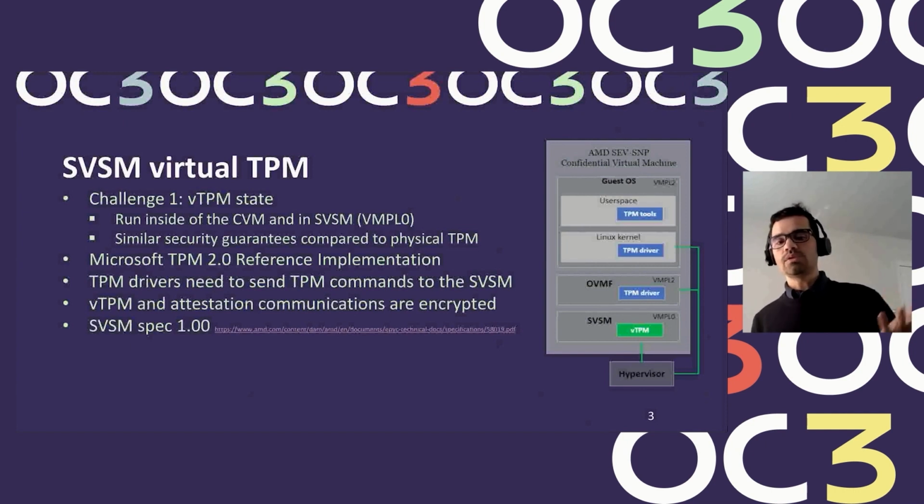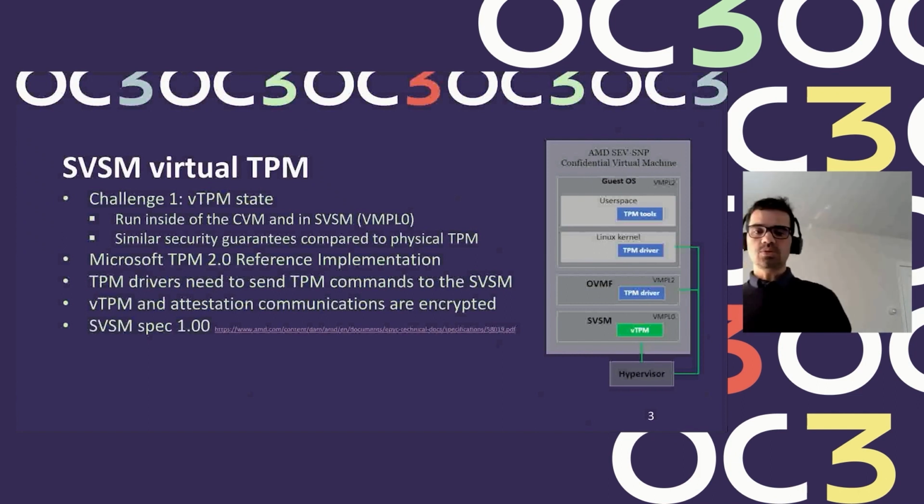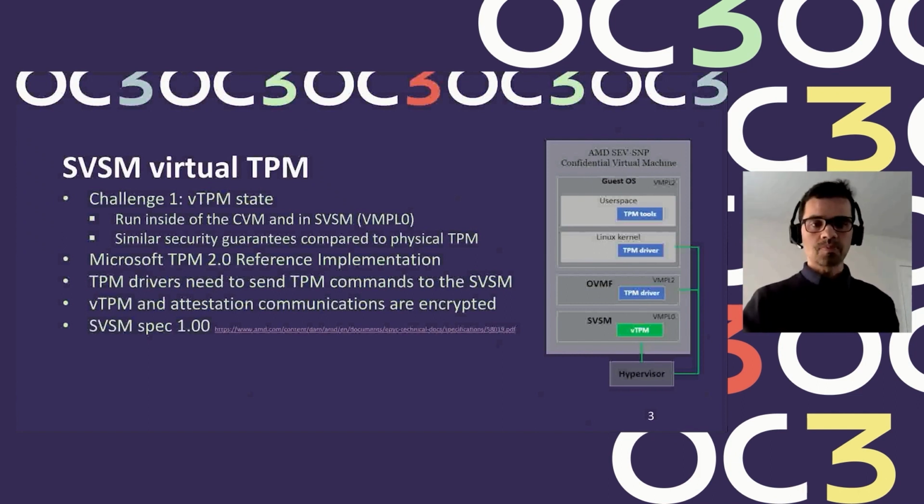We also run the VTPM inside of the SVSM. The SVSM is a firmware that starts at early boot and it runs with the highest privilege level, the VM privilege level 0, and code running in other VMPL levels doesn't have access to the code running in VMPL 0, so the VTPM state is protected. With that, we have similar security guarantees compared to a physical TPM.